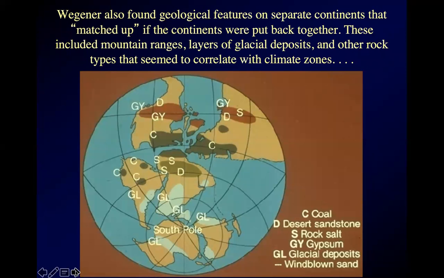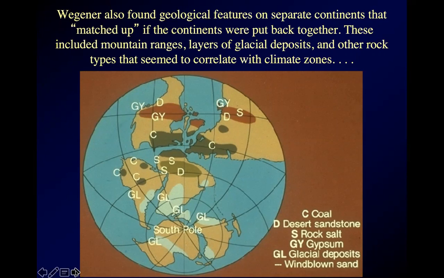So Wegener put the continents together and found that the distribution of a lot of these groups of animals and plants actually matched up with each other if you put the continents together. The same thing happened when he put the continents back together and looked at geological features.